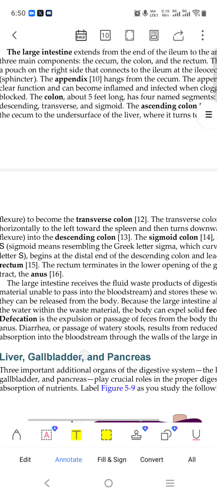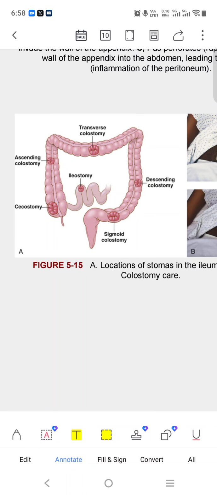Okay. Traveling, you can see the transverse colon. Then coming down, it is descending. Here is given the colostomy, like some portion was taken out during the operation. If any defect happens in this intestine, they take out the smallest portion. So this is taken out. Okay, stomy, given the colostomy. Stomy means making a hole and taking out something from that intestine. That is the thing.